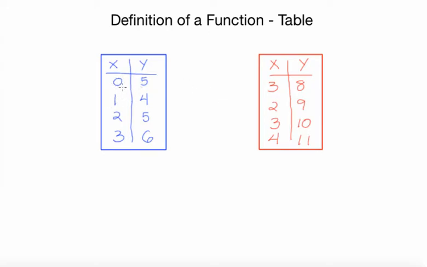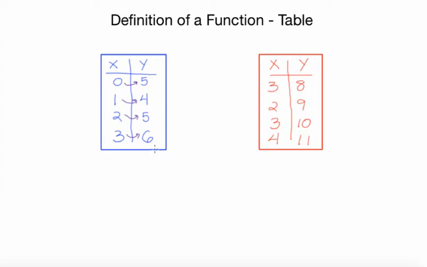On the first one in the blue, I can see for these particular x values, if x is 0, it turns into a y value of 5. If x is 1, it turns into a y value of 4. If x is 2, it turns into a y value of 5. And if x is 3, it turns into a y value of 6. So this is a relationship here, right? Each of these x and y values are connected and giving me some information about a pattern. Now I want to figure out, is this table a function or is it not?